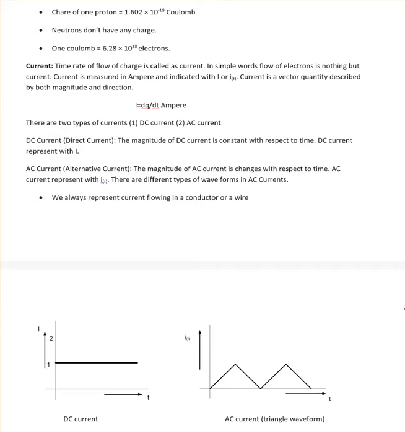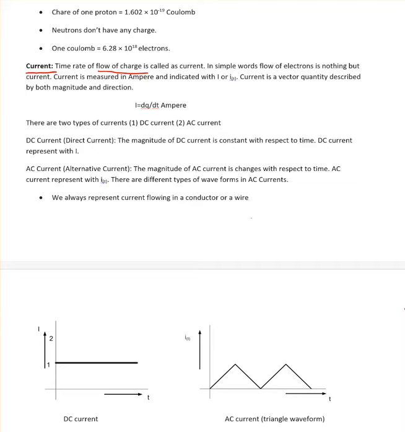In this video, I'm going to talk about current. Current is nothing but flow of electrons. Okay, we can say flow of charge, but in this case, mostly we have protons and electrons. Protons have positive charge and electrons have negative charge. Protons are inside the nucleus; they cannot move. Only electrons are going to move. So current is nothing but flow of electrons.